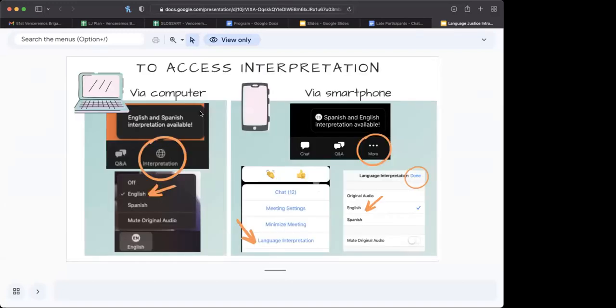To access interpretation, if you're not bilingual in both Spanish and English, you will see a globe at the bottom of your Zoom window if you're on a computer, or if you go through the three little dots on your smartphone or tablet to access the language interpretation menu. This will help you out anytime that someone shares something in Spanish. You'll be able to receive the English message through the interpretation channel. So anytime that Spanish is spoken, you'll get to hear the English if that is your preferred language.